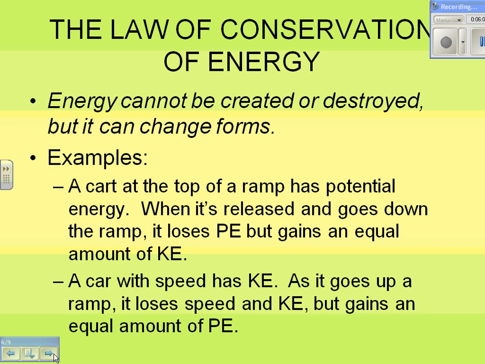Now, a car with speed has some kinetic energy. Let's say it's going up a ramp. As it goes up, it's going to slow down, assuming it's coasting, so it's going to be losing kinetic energy. But it will gain potential energy because it will be going higher and higher. And the amount that it loses in kinetic energy is the same amount of energy that it gains in potential.